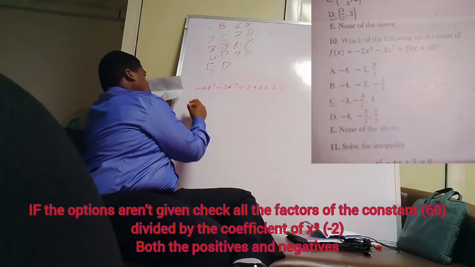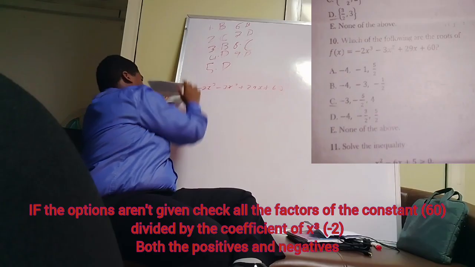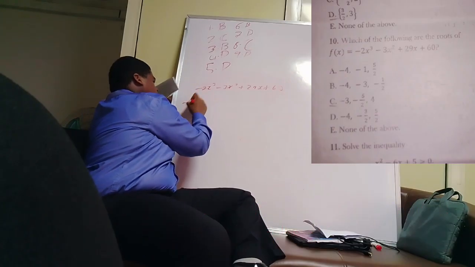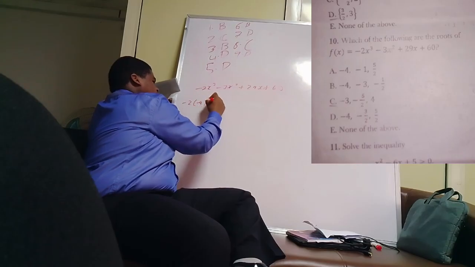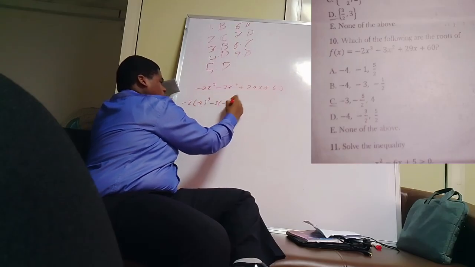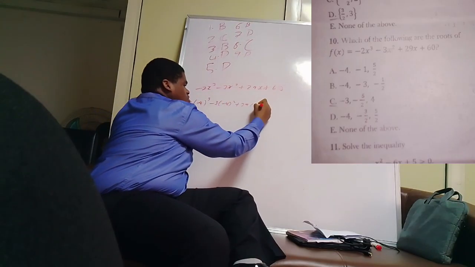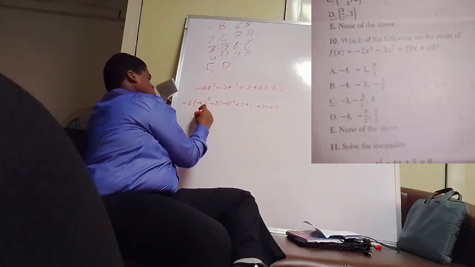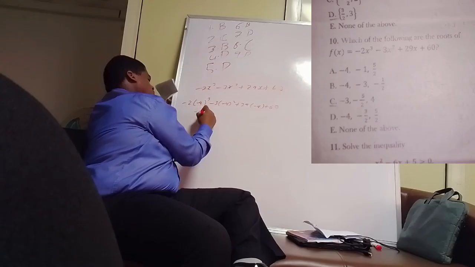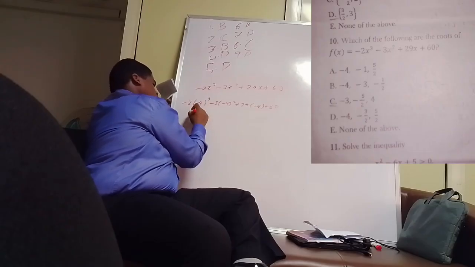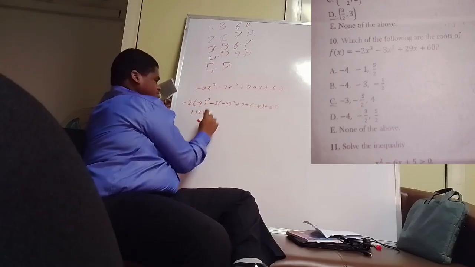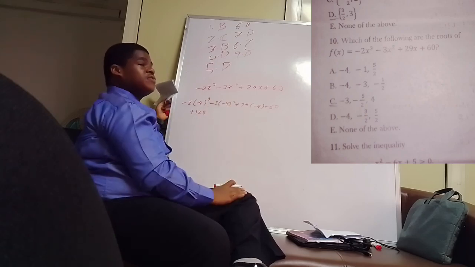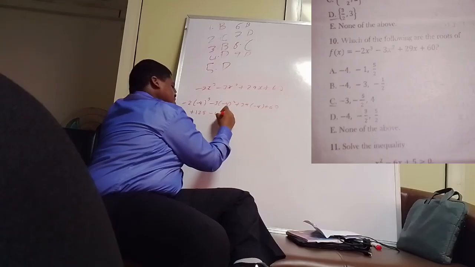So if you put in x equals minus 4, which is the first option, option A is minus 4, minus 1 and 5 over 2. You have minus 2 times minus 4 power 3, minus 3 times minus 4 all squared, plus 29 times minus 4, plus 60. Minus 2 times minus 4 power 3: minus 4 cubed is minus 64, times minus 2, that is plus 128. Minus 4 squared is 16, 16 times 3 is 48, so you have minus 48.